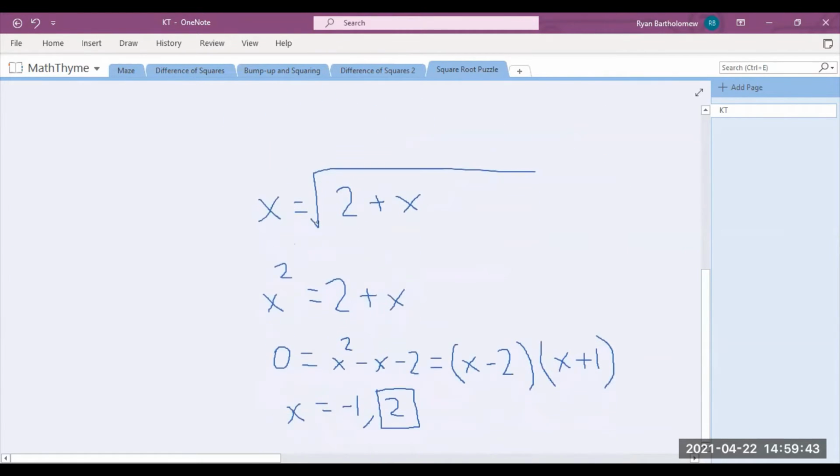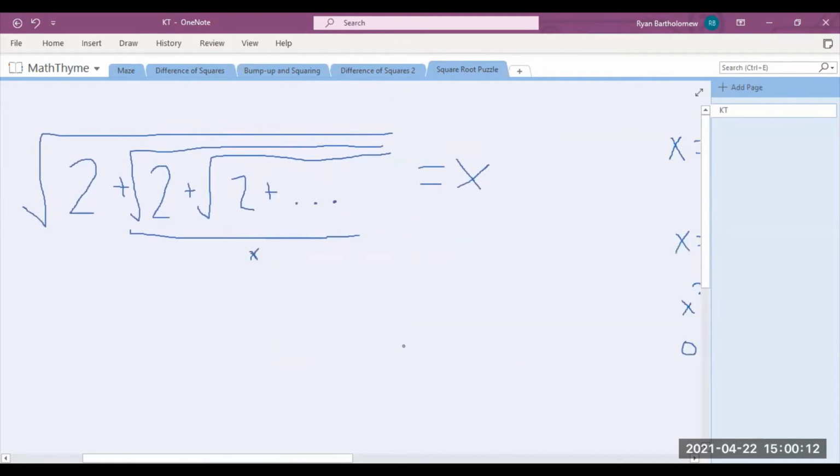So we can rewrite it as x is equal to the square root of 2 plus x. Then solving algebraically, x squared equals 2 plus x. So 0 equals x squared minus x minus 2. We can factor it into x minus 2 times x plus 1, giving x has roots -1 and 2. And because we're using the positive side of the equation, it'll be 2. We're using positive square roots.